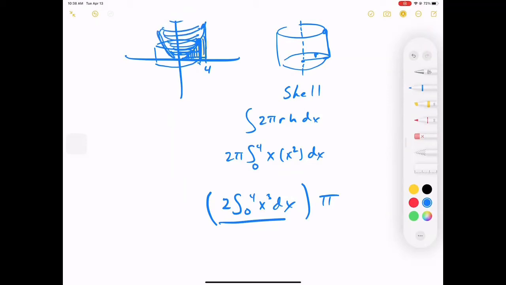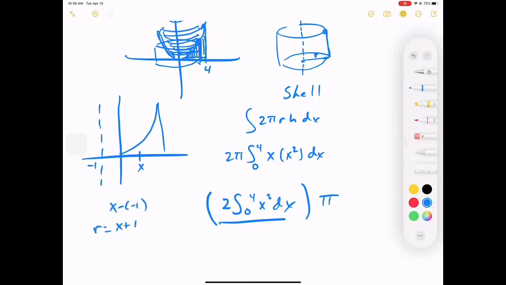And that's one of the cool things: if we can spot our R value, it might not always be X, because if I change my axis of rotation, let's say it's -1, and we still have the same graph, X is over here, sure, but we're going to X minus -1, which is now X plus 1. That's my new radius, because it's a little bit longer. So that's when we would change our radius.